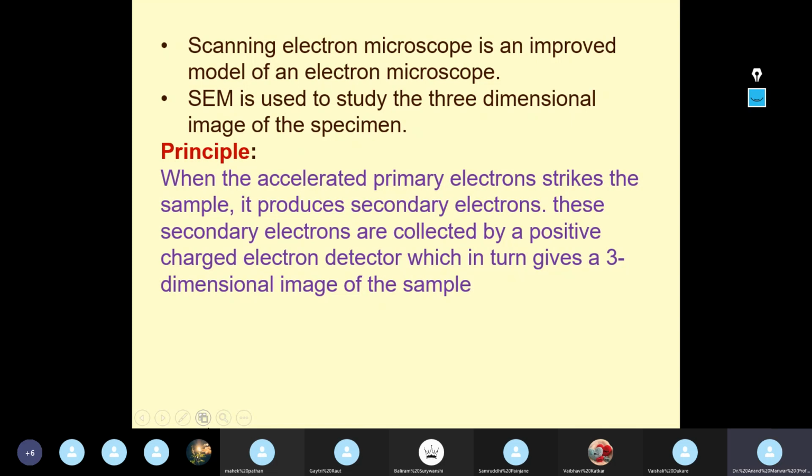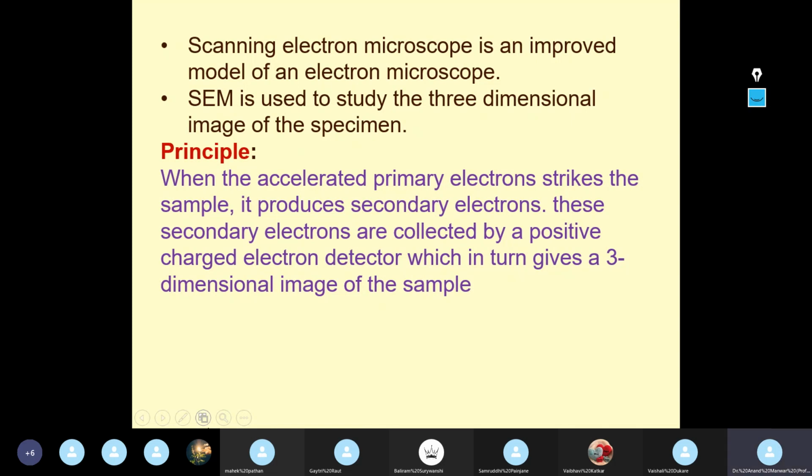I repeat, the accelerated primary electrons, when they strike the sample, produce secondary electrons. Mind well here that the electron beam is not being transmitted through the sample. We don't require a thin section here. As I stated, you can use your gold, metal, rock, stone, or anything as it is.